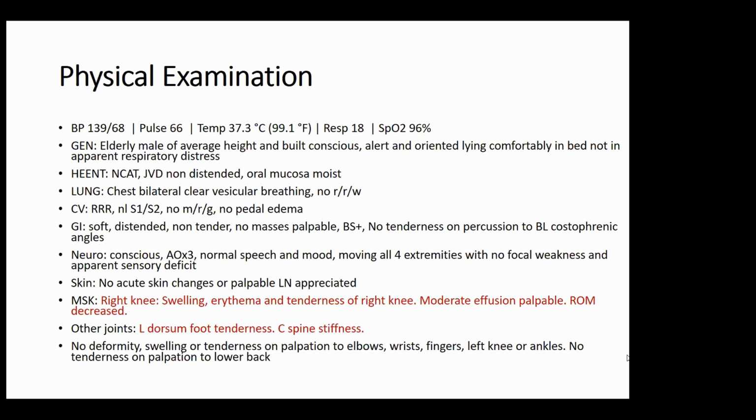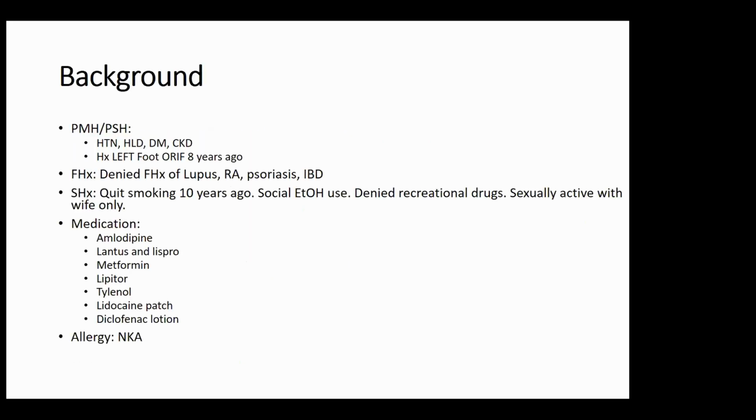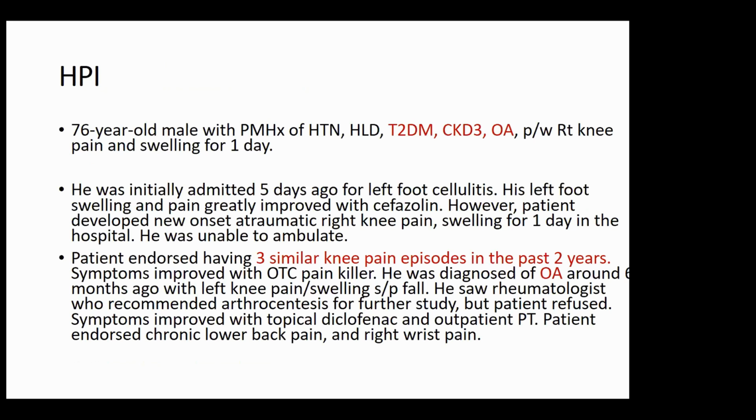This is a 76-year-old man with past medical history of hypertension, diabetes, CKD, and also history of joint pain, which is being managed as osteoarthritis, and recently admitted for the management of cellulitis, presenting with right knee pain and swelling for 1 day, which is concerning for worsening osteoarthritis flare versus crystal arthropathy, pseudogout or gout. Thank you so much, Chris. Amanda, what do you think?